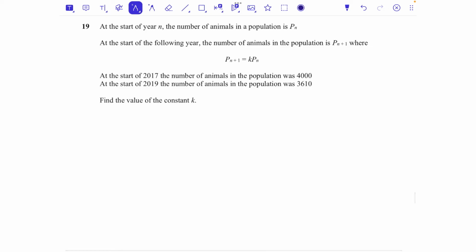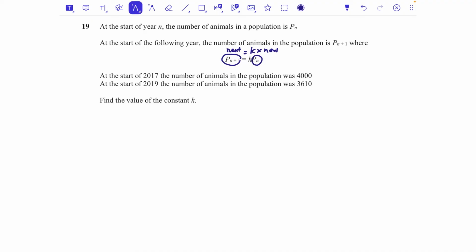Question number 19. At the start of year n, the number of animals in a population is Pn. At the start of the following year, the number of animals in the population is Pn plus 1. So this notation looks really scary, but all it means is next year is k times the population in this year. So to get next year, you're just going to times by k, and then to get the next year, you'll times by k, and to get the next year, you times by k.